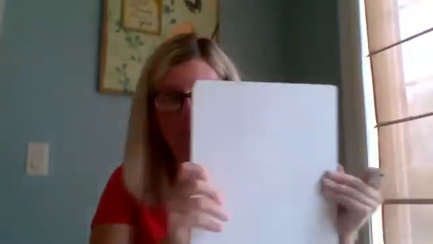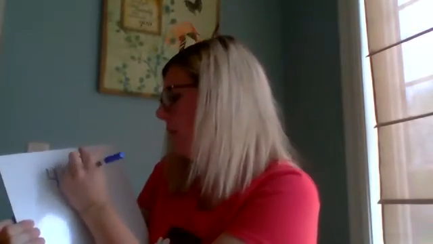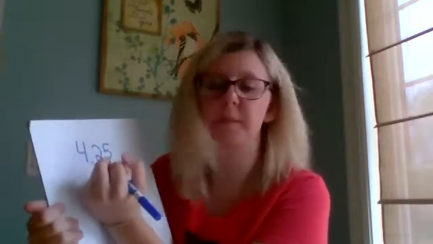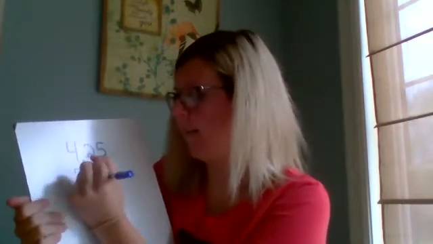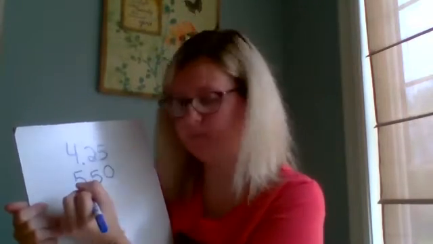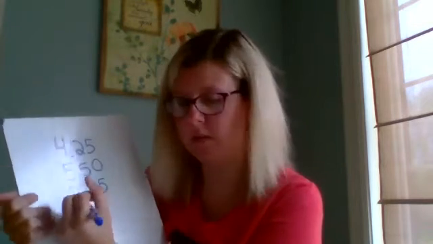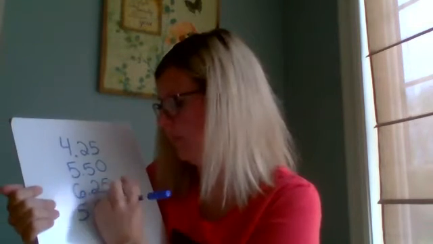Number 5, how much money did Sarah earn during all 4 months? So that means we have to add it up. I want you to make sure you're showing your work. So I'm going to do it on the whiteboard so that way we can see it a little bit easier. $4.25. Remember, always line up your digits. Make sure you're doing that. $5.50, $6.25, and $5.